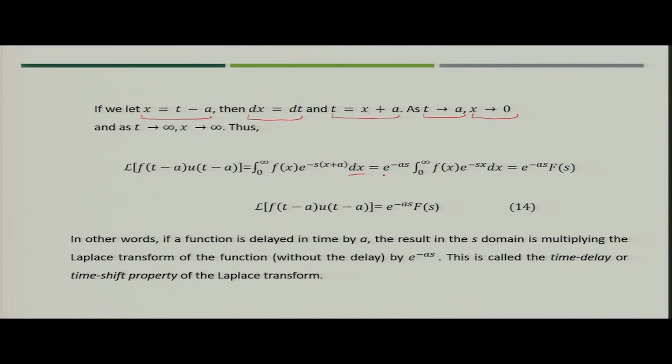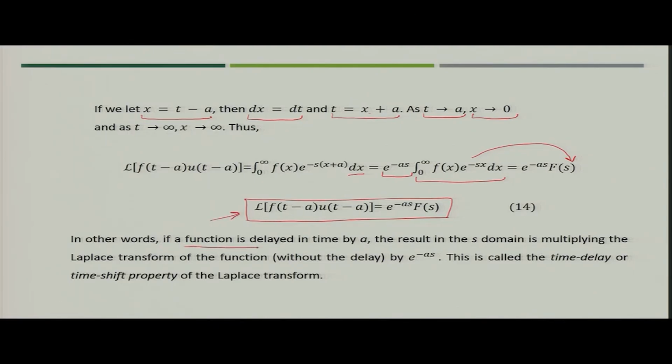Now, if you see this expression, e to the power minus sa is a constant, so you can take this out. What is left is 0 to infinity f(x) e to the power minus sx dx, which is nothing but the Laplace transform of the function f(t). If you compare with the standard definition, this is the Laplace transform of f(x), which is F(s). So, finally, the Laplace of the function f(t minus a) u(t minus a) is nothing but e to the power minus as F(s). So, this is called a time shift.